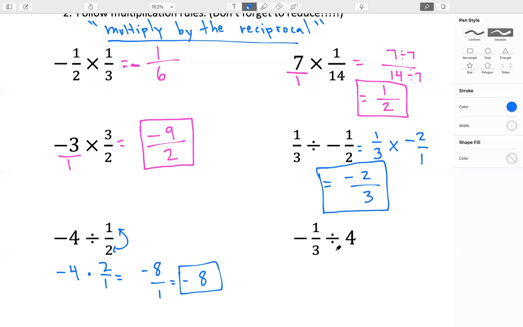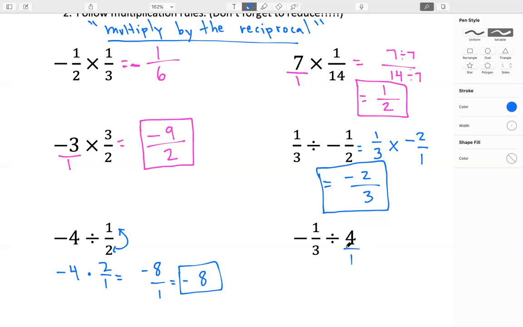How about this? -1/3 divided by 4. Well, a way to find this out is really just do the same thing, multiply by the reciprocal. Now, what is the reciprocal of a number that isn't a fraction? Well, if you want to write any number as a fraction, you can always just put a 1 over it. All right, so let's do that.